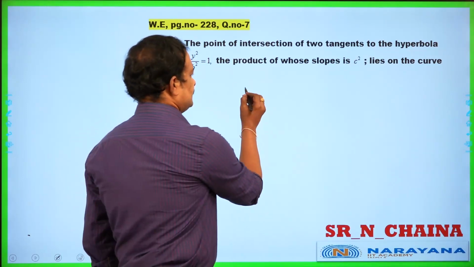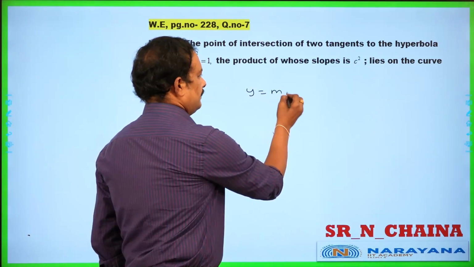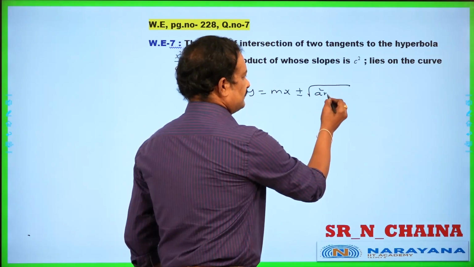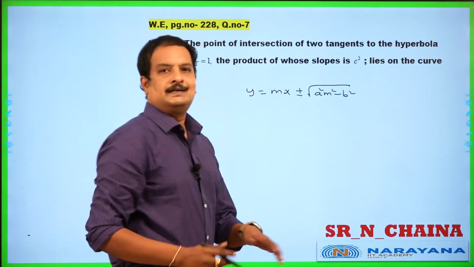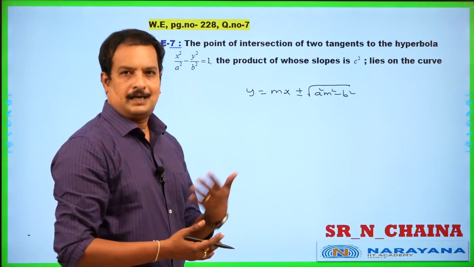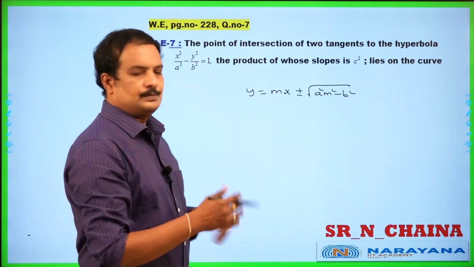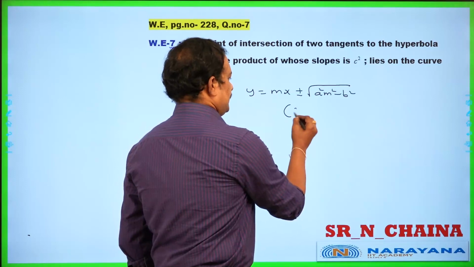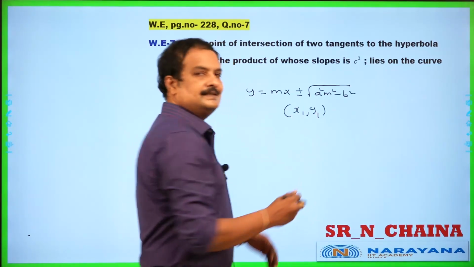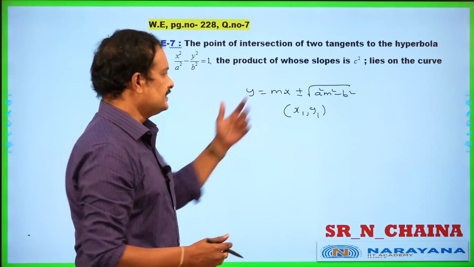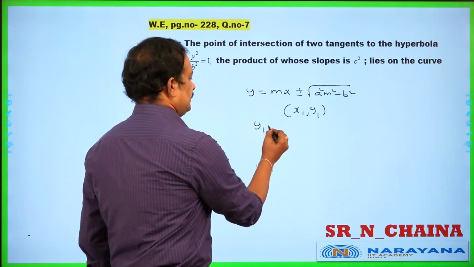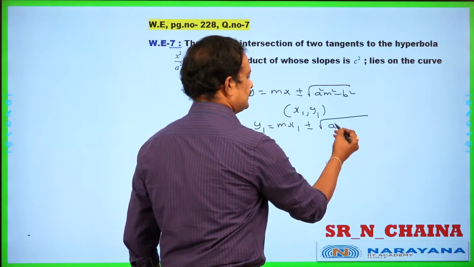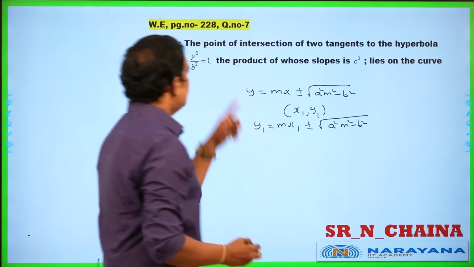So let us take the equation of the tangent in slope form. y equal to mx plus or minus root over a square m square minus b square. This is the equation of the tangent in slope form to the hyperbola. Let us suppose that we have taken the point of intersection of the tangents as x1, y1. Since the tangents are drawn from this point, the point must satisfy that. So we are going to get y1 equal to mx1 plus or minus root over a square m square minus b square.